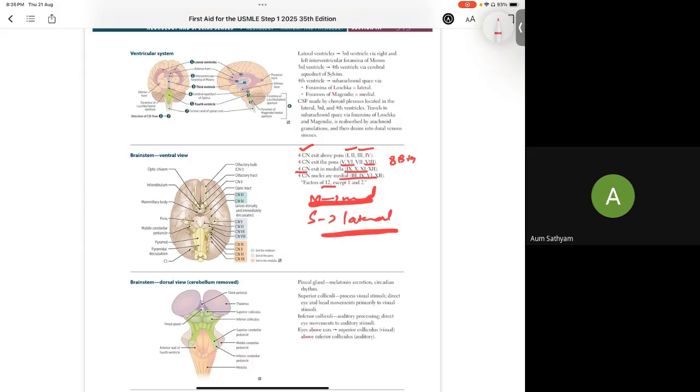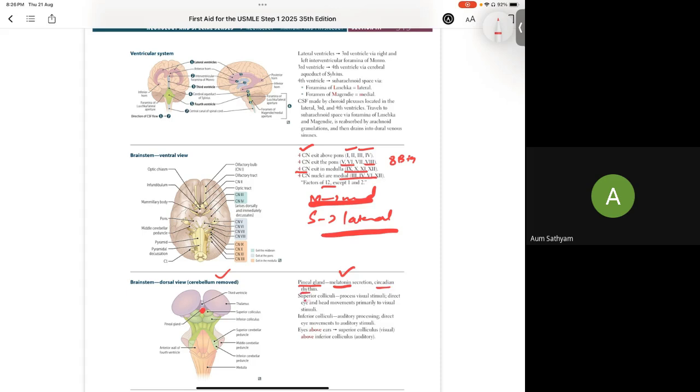So this is the dorsal view of your brain stem. We discussed the pineal gland. Remember, we discussed the pineal gland. It's going to be present here at the dorsal view. Pineal gland basically secretes melatonin, and melatonin basically is responsible for circadian rhythms, right?